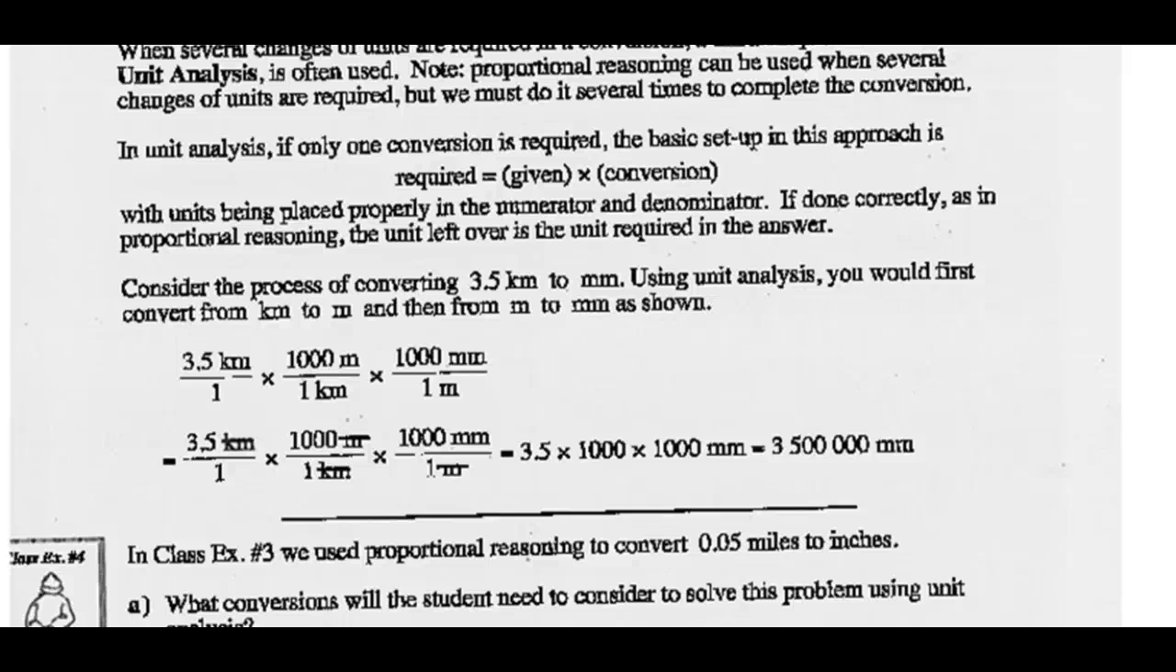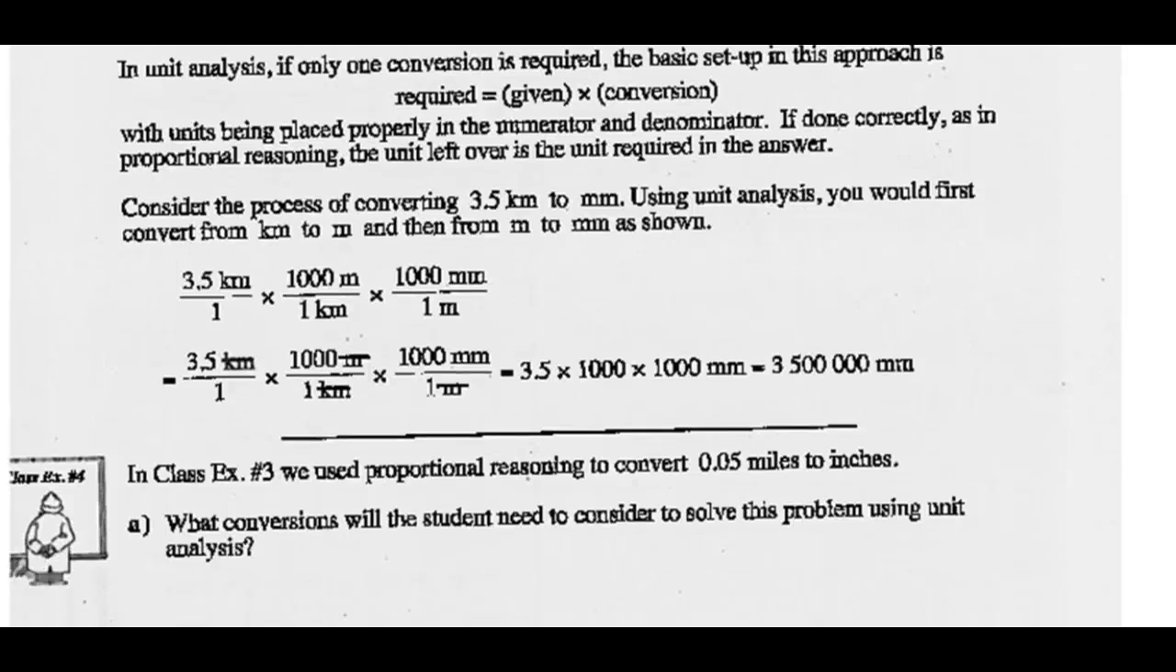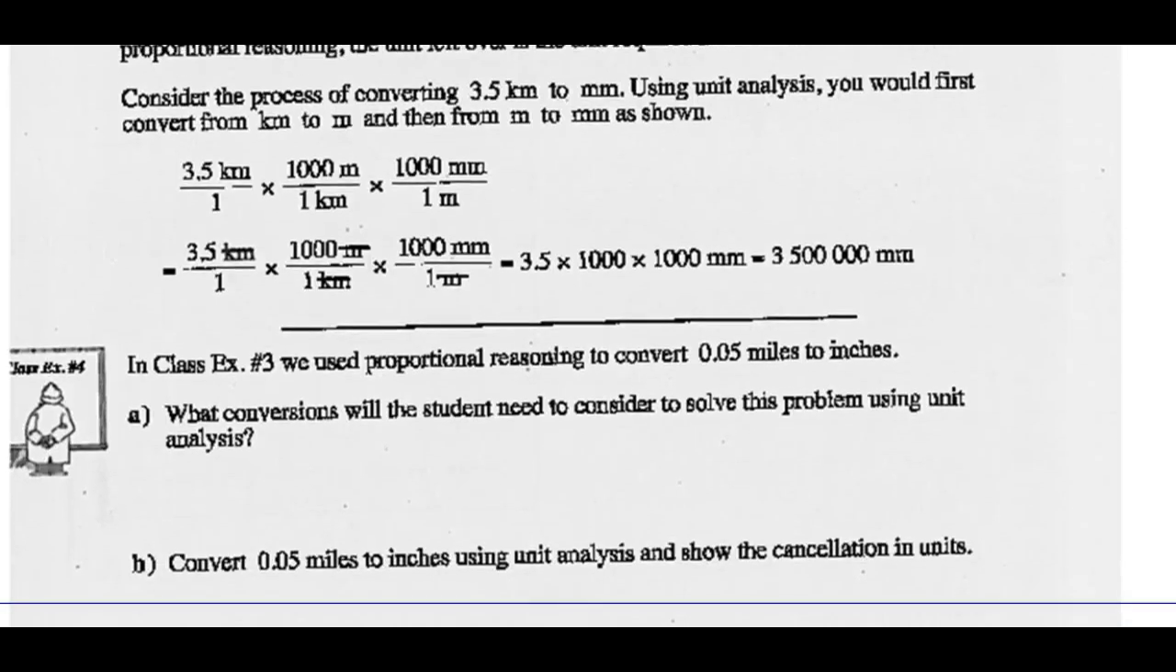All right. In unit analysis, if only one conversion is required, the basic setup in this approach is: required equals given times the conversion, with units being placed properly in the numerator and denominator. If it's done correctly, as in proportional reasoning, the unit left over is the unit required in the answer. So let's consider the process of converting 3.5 kilometers to millimeters using unit analysis.